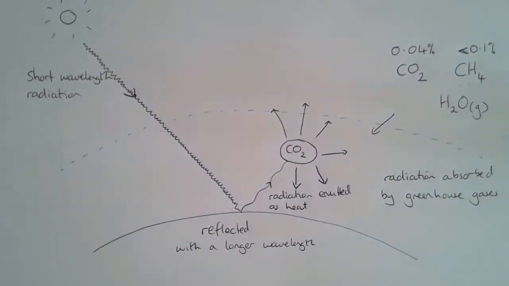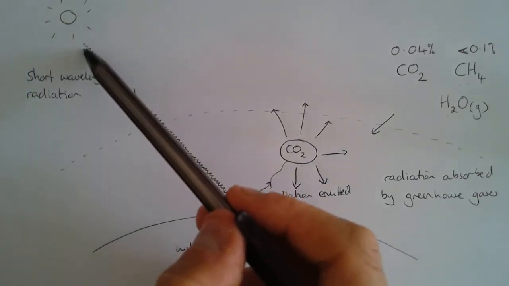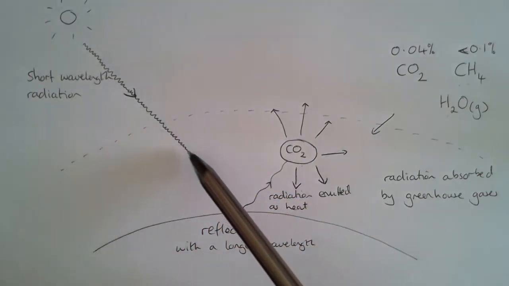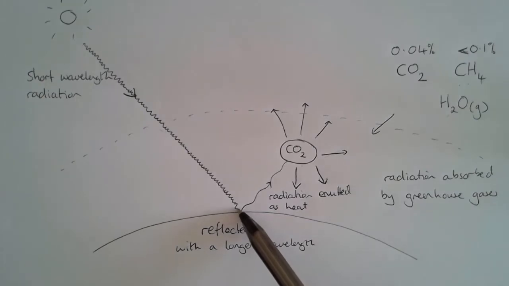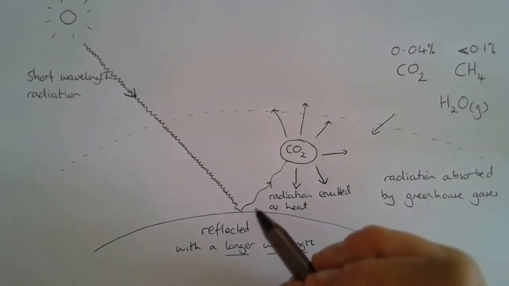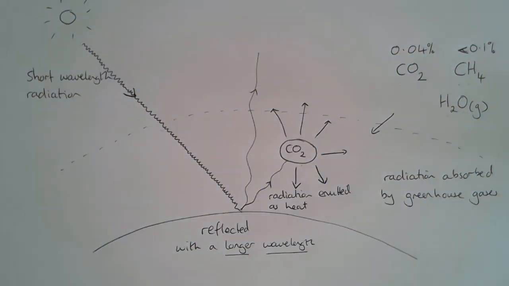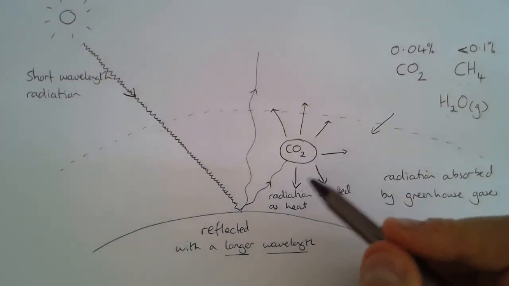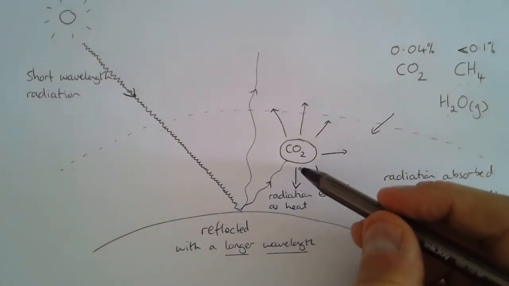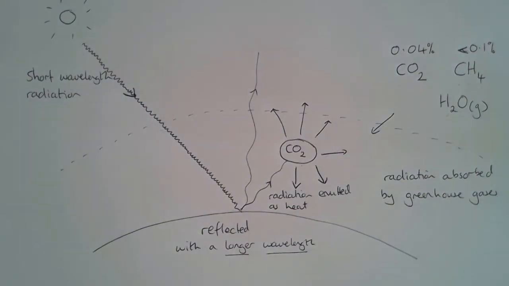So let's have a quick summary of what we've done here. Short wavelength radiation from the sun hits the Earth's surface. When it hits the Earth's surface, it's reflected back, but the key thing is the wavelength has changed. Some of that radiation will just get emitted into space, but some of it will get absorbed by carbon dioxide, methane, or water vapor, so our greenhouse gases. And through various processes, that will then get re-emitted, so some of that gets re-emitted as heat back to the Earth's surface.